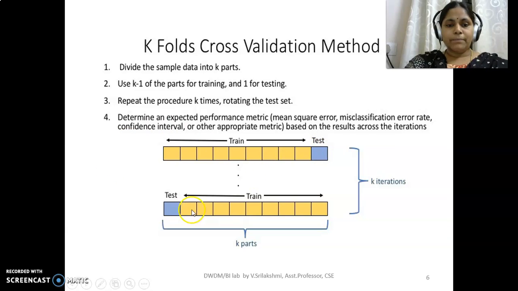After that, iteration by iteration, we keep on changing the test data. Like here, the test data is taken as the first part and the remaining parts are used for the training data. In this way, we continue for K iterations. After that, we determine the expected performance metric, which is the mean square error, misclassification error rate, or any other appropriate metric which we are interested in.